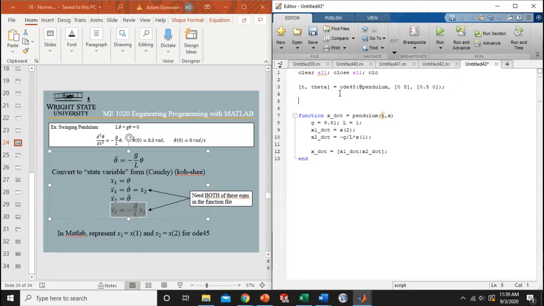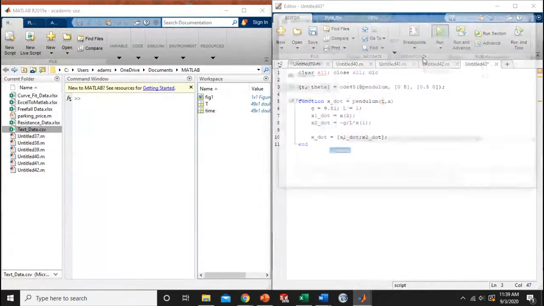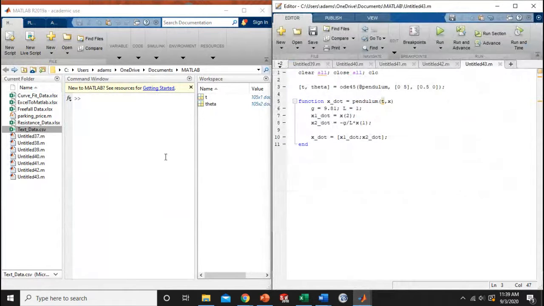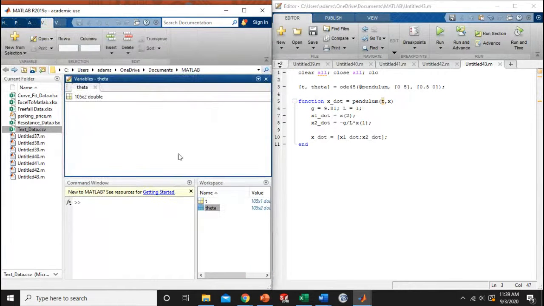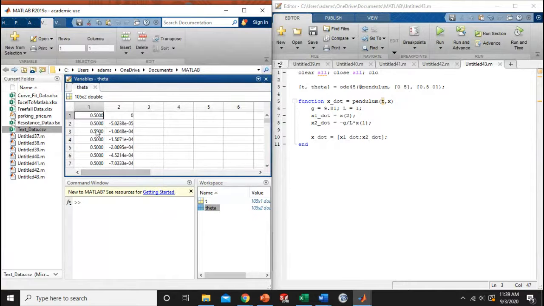And so then I can plot it, right? And so I have the solution. Let's just look at what my solution ends up being. Before I go to plot it, let's just run it, make sure it works. Great. And you can look, and this does indeed end up being two columns. The first column is theta. The second column is theta dot.